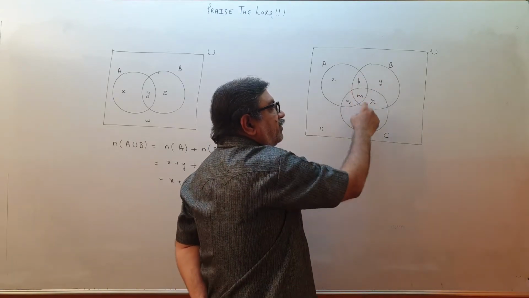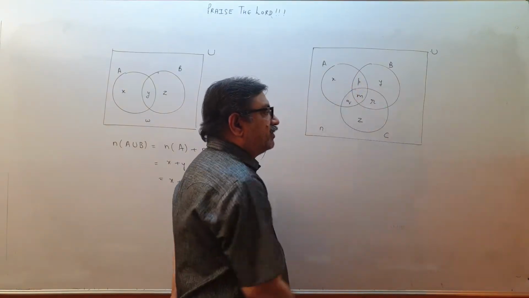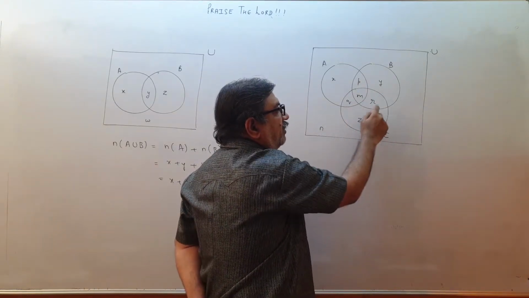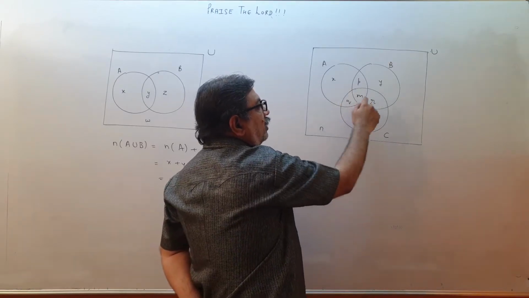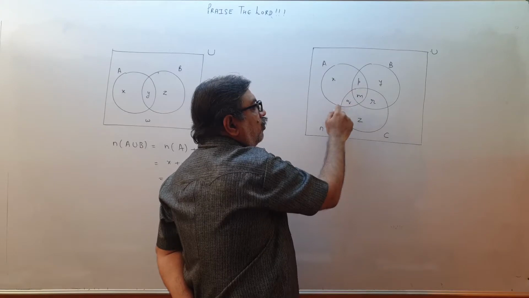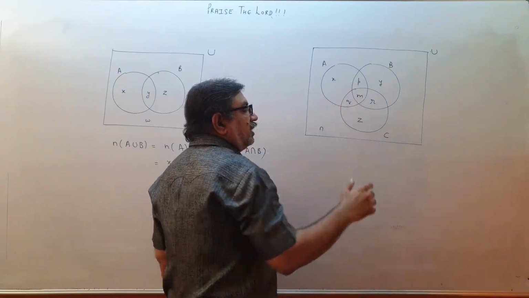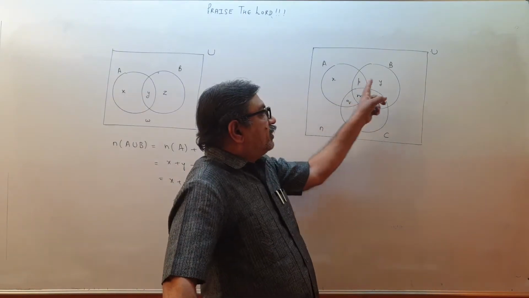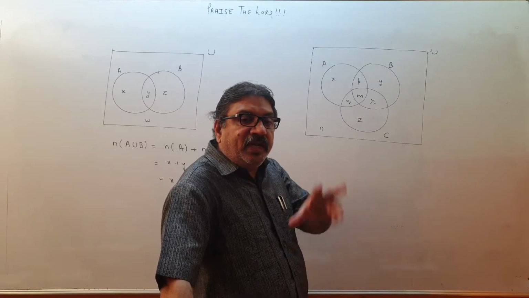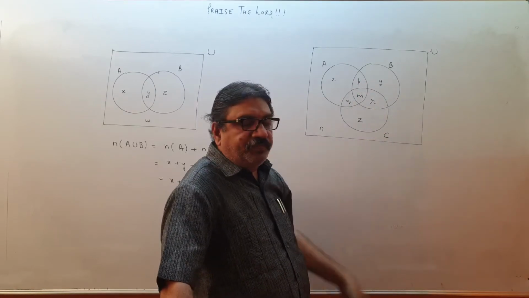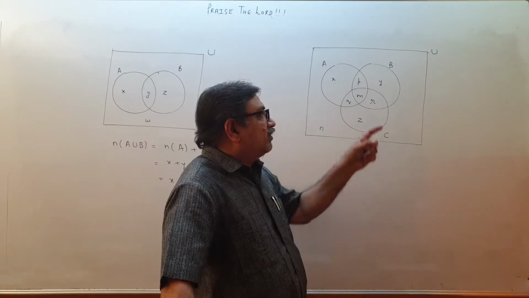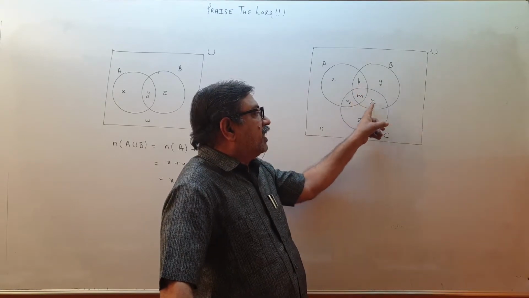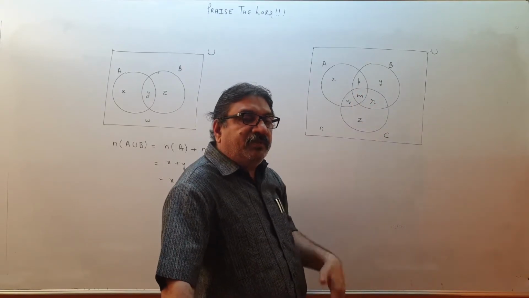A and B will be P plus M, but only A and B will be P elements. Similarly, B and C will be M plus R. Only B and C will be R. M plus Q will be A and C. Q will be only A and C. And this will be A and B and C. So elements present only in one set, X plus Y plus Z. Elements only in two sets, P plus R plus Q. Present in two sets means P plus M plus R plus Q. Two sets. Two means they can be 2 or 3 or 4 like this.